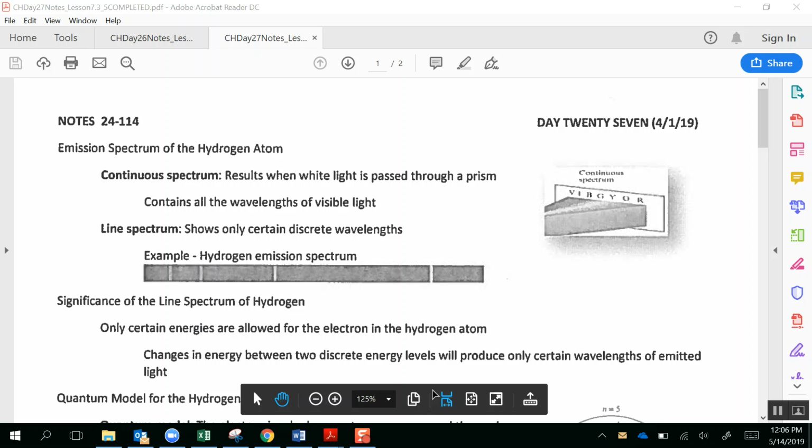Welcome to lessons 7.3, 7.4, and 7.5. We're going to look at Bohr's model and the emission spectrum of the hydrogen atom.